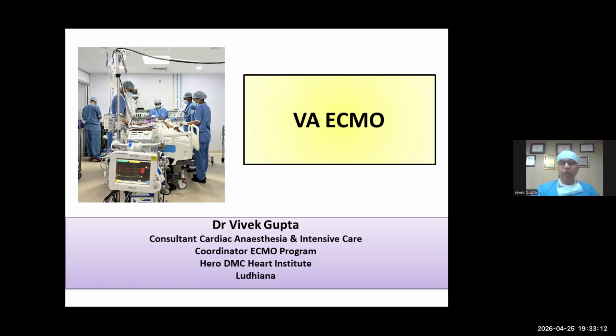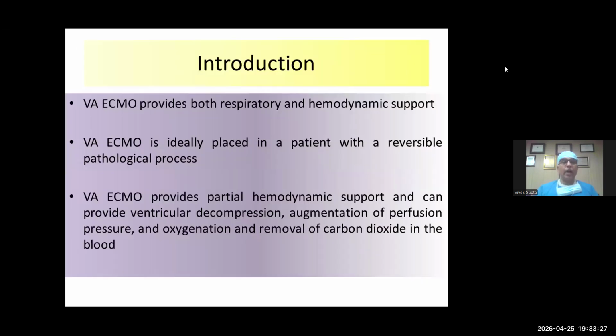So what we do here in the VA ECMO, we take the blood from the major vein, and after the oxygenator, we push back the blood to the major artery. And this is, by definition, the VA ECMO. So when we talk about the VA ECMO, it provides both respiratory and hemodynamic support. Means it is supporting heart as well as lung.